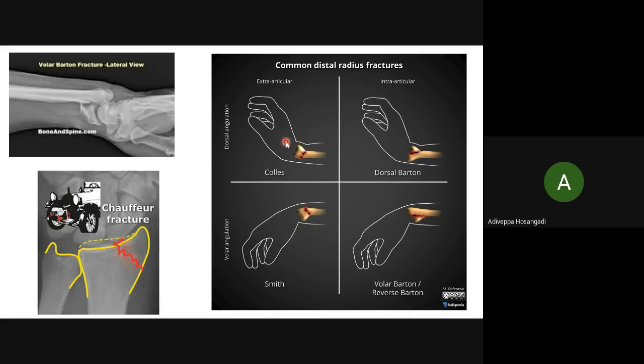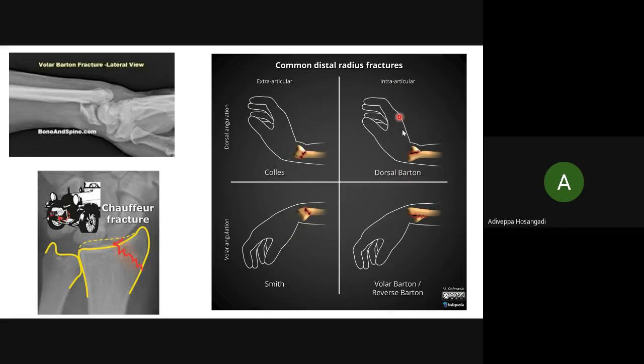Colles malunion causes a dinner fork deformity. Smith causes a spade deformity. These two are extraarticular fractures. So when you try to remember one, the opposite will be the other fracture. So always try to remember one, then you will not get confused.